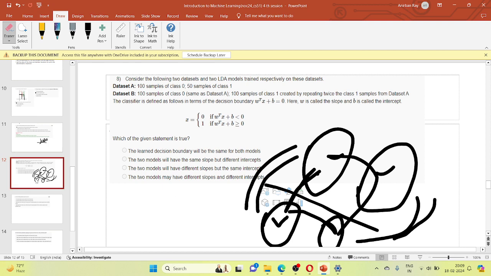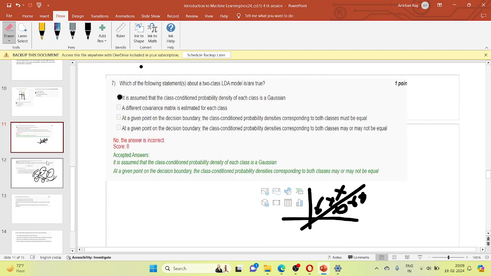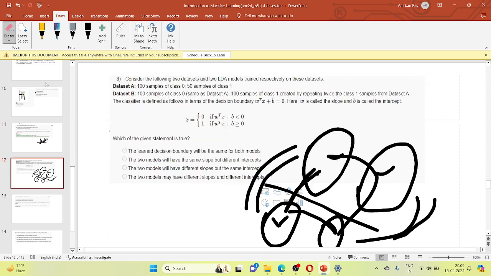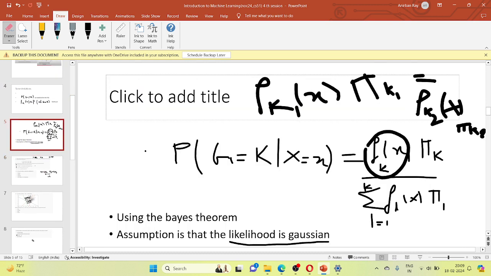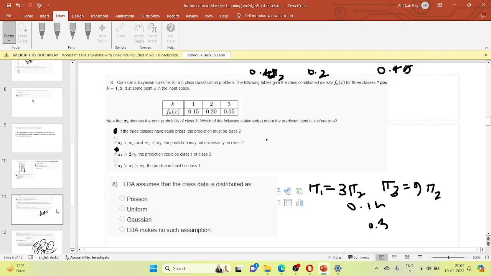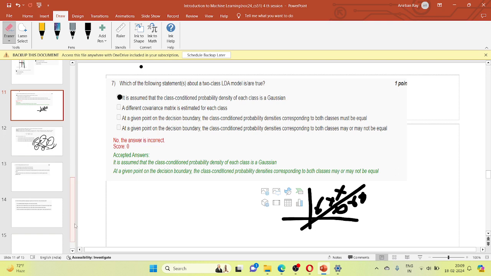So from the prior we know that this class is twice as likely here. What I was saying is that in the second case, in the ratio, the denominator pi will be double, and that will result in something. Let me explain more here.